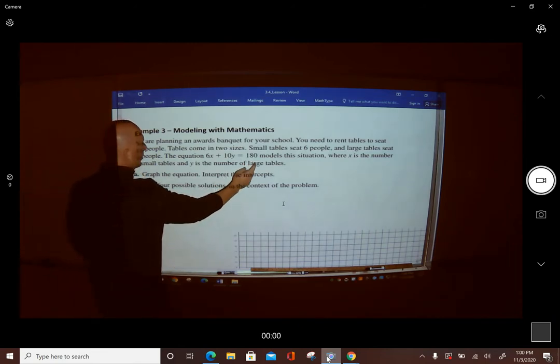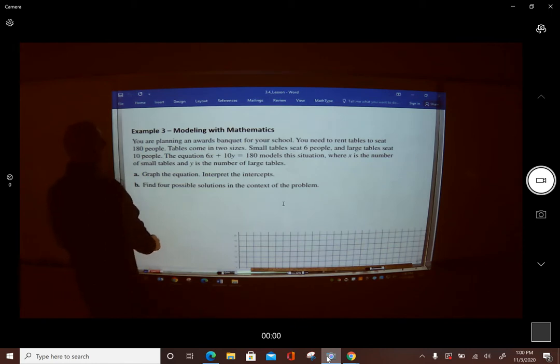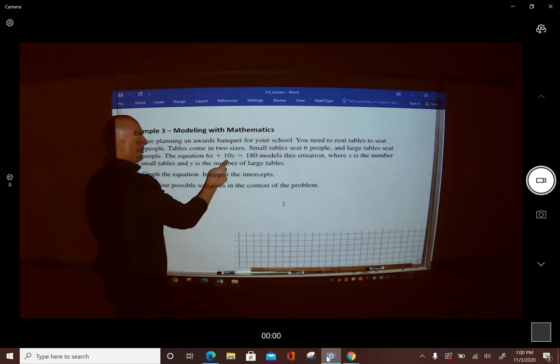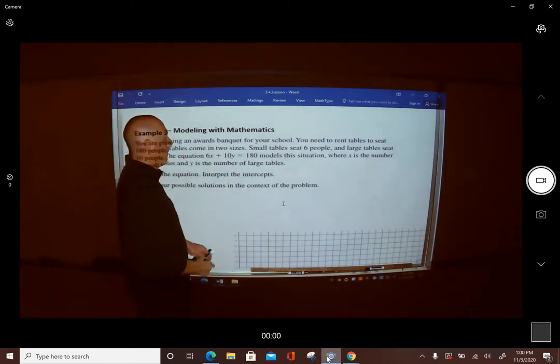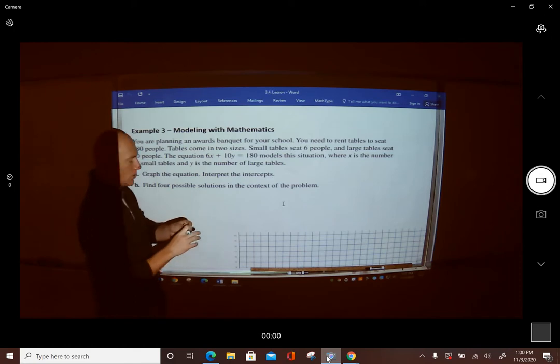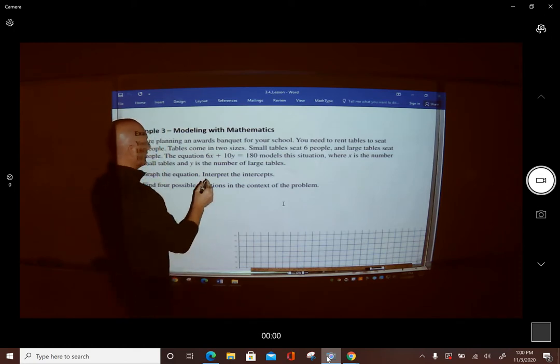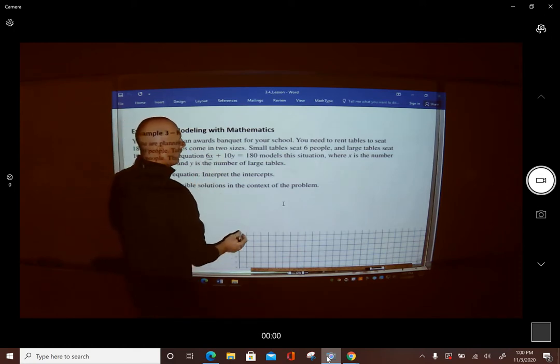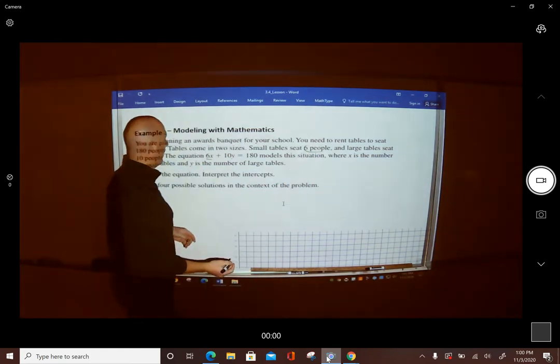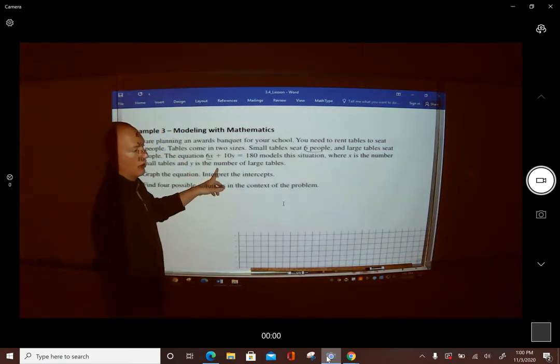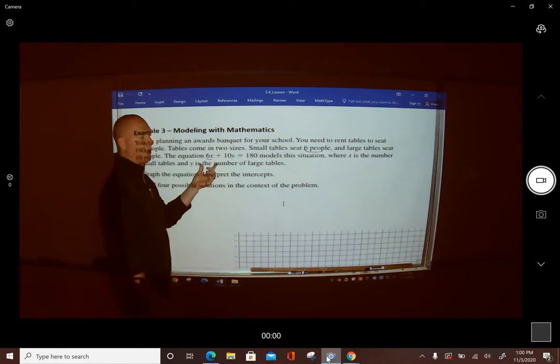The tables come in 2 different sizes. The small table seats 6 people. The large table seats 10 people. So now we have an equation, 6x plus 10y equals 180. Whenever you get these equations, make sure you understand what they mean. 6x: if 6 people can sit per table, that's the total number of people at that table, 6 times the number of tables.